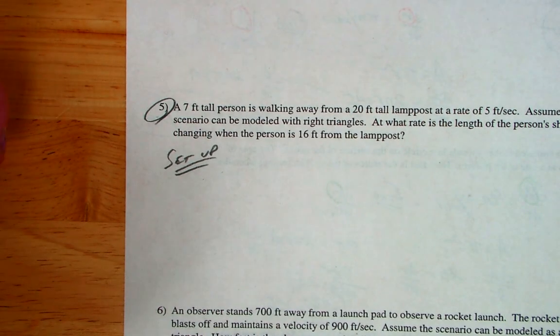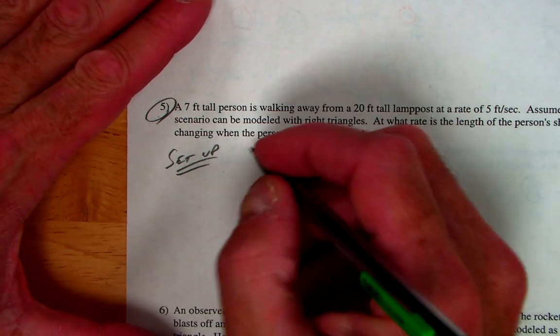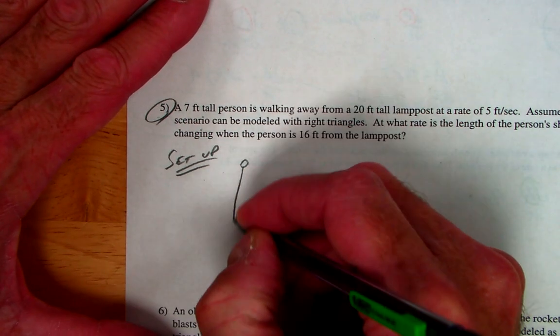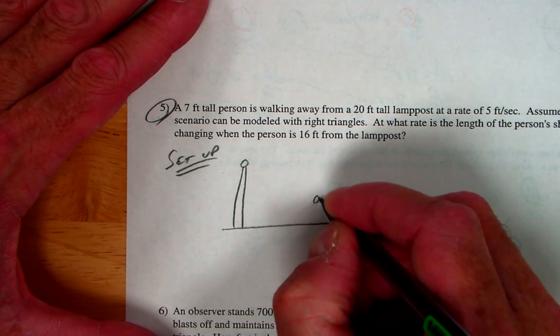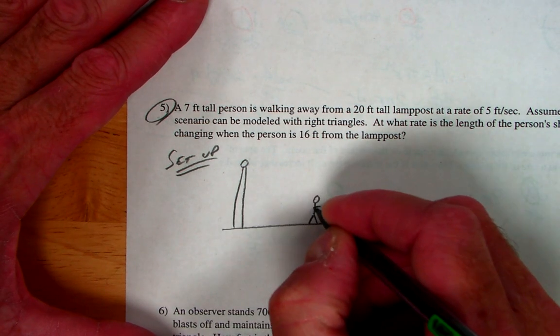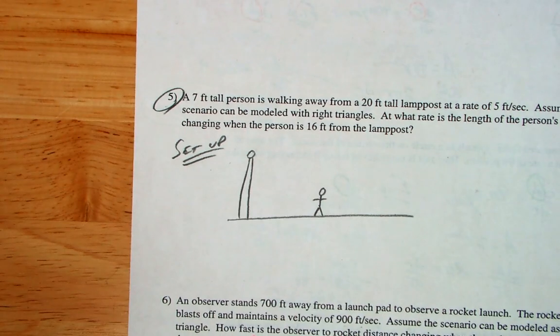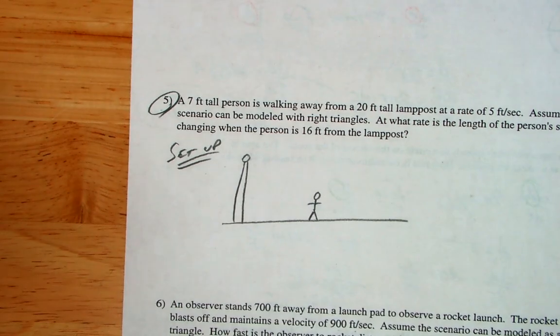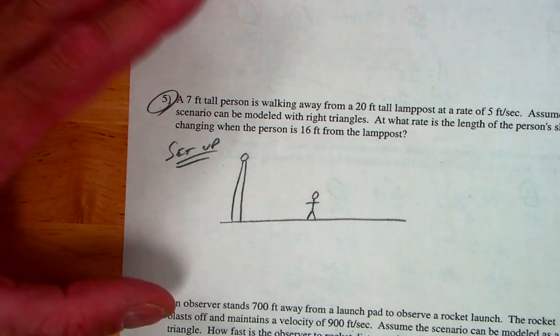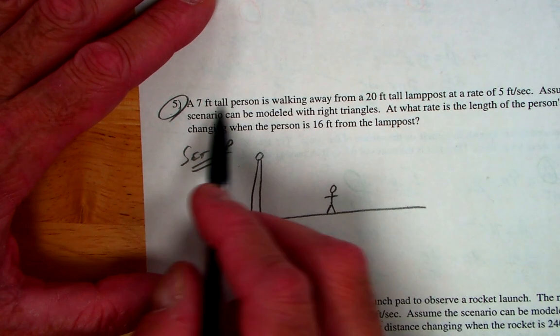A person's walking away from a 20-foot tall lamppost. Okay, so here's my lamppost. The only thing you'll ever see from me is stick people, stick dogs, and stick cats. So it's hard to differentiate between my stick dog and my stick cat, but usually it'll be in the problem. Anyway, so 7-foot tall person.